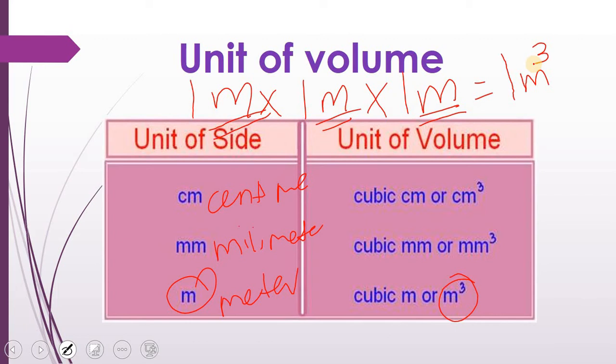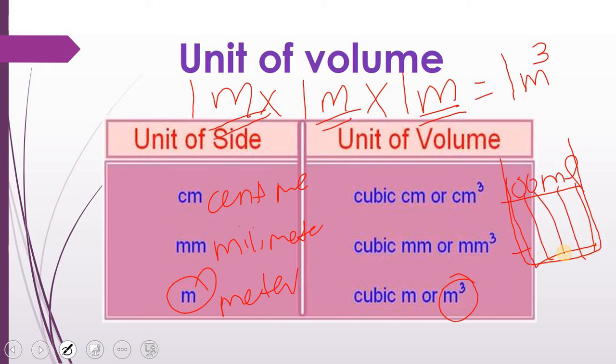Contohnya, if you want to measure water. Okay? So, contoh, when you help your mom in the kitchen, your mom said, okay, can you get me 100 ml? Contohnya 100 ml of water. So you have to measure. Okay, you have 100 ml of water.